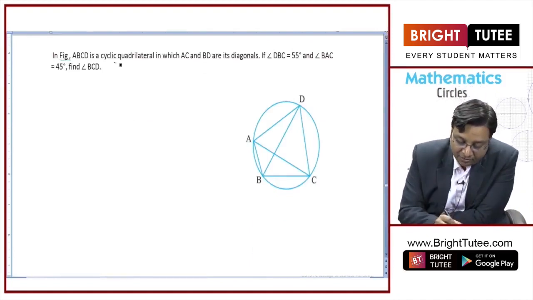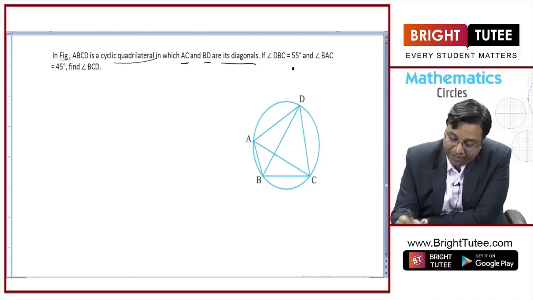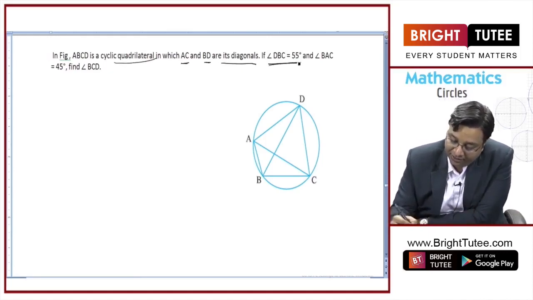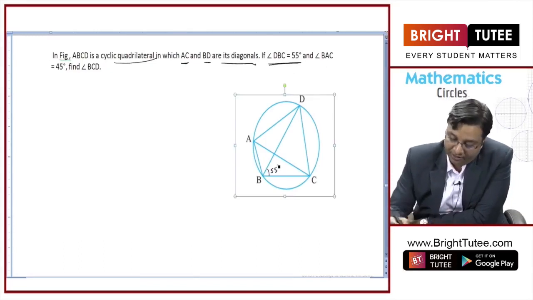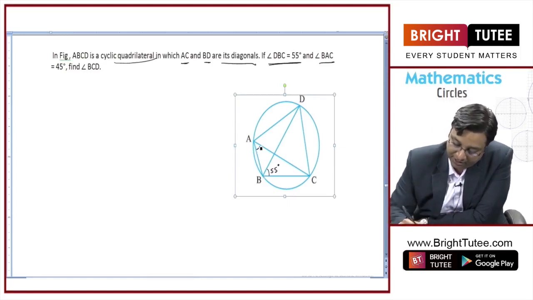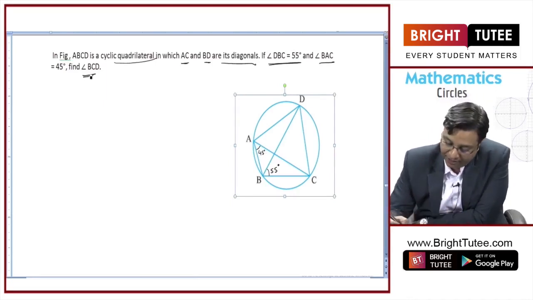Again we are given a cyclic quadrilateral in which AC and BD are its diagonals. Angle DBC is 55 degrees. So let us write it here so it is easy for us to visualize the problem. Angle BAC is 45. BAC, that is this angle, is 45. Find angle BCD, that is this angle. This is what we have to find out.